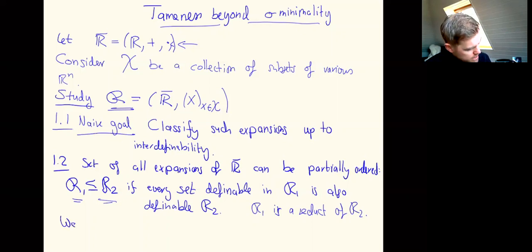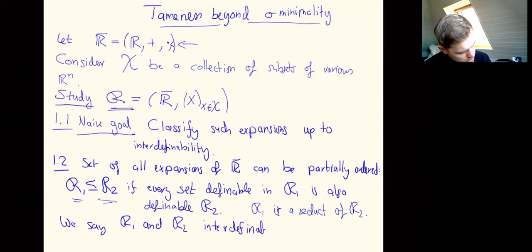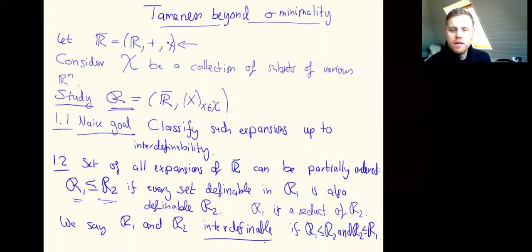And then we say R1 and R2 are interdefinable if, as you would expect, R1 is smaller than R2, and R2 is smaller than R1. And hopefully I always write that R1 is not equal to R2 when I talk about interdefinability. So we really identify the structures with the sets they define. Okay, let me add another page below.